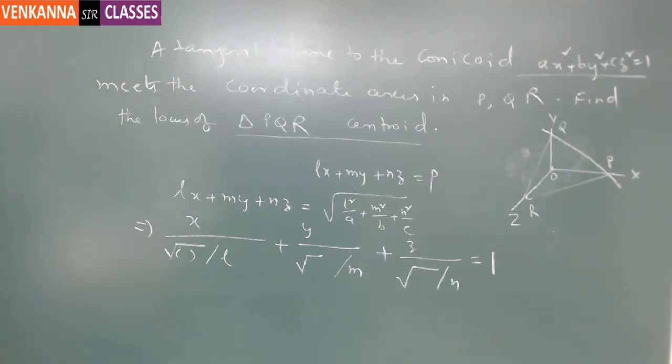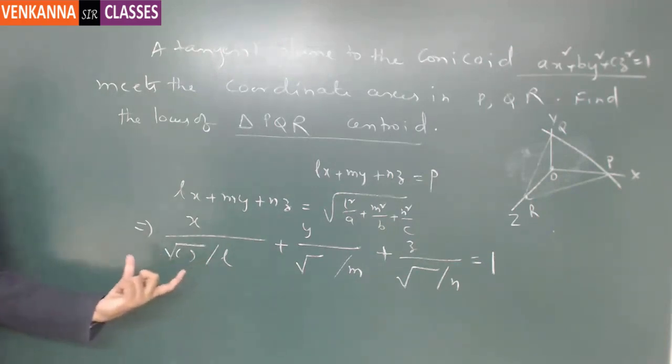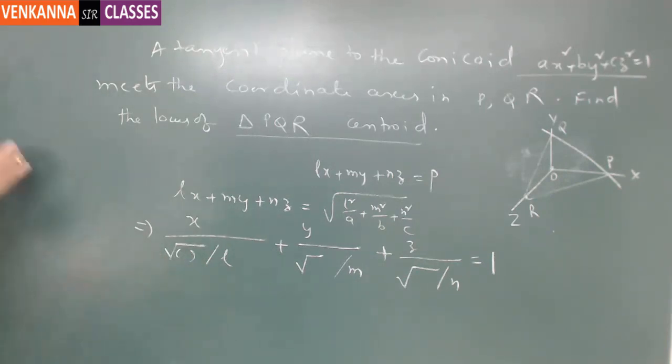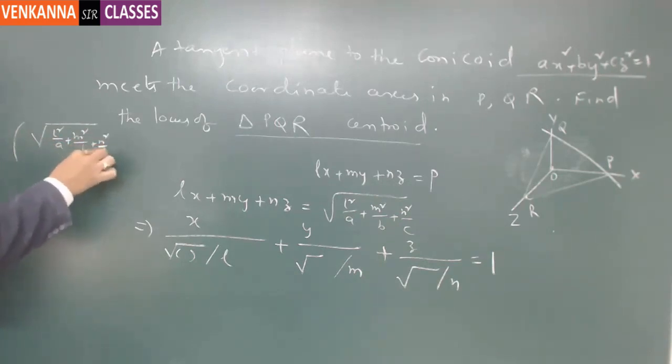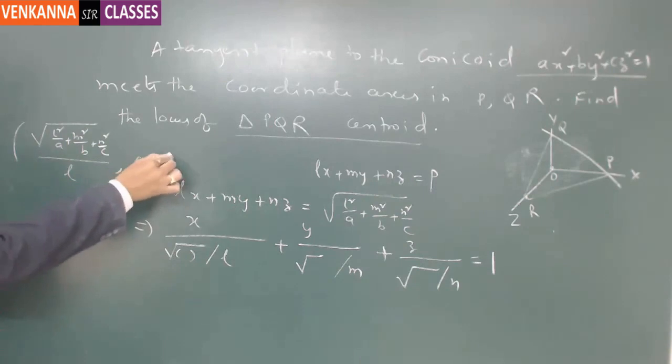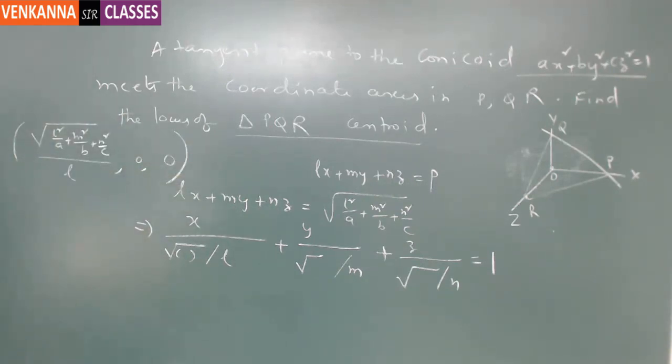All of you, please tell. The intercept form I have written. So the x-intercept, if we have considered, is nothing but square root of (L square by A plus M square by B plus N square by C) whole by L comma 0 comma 0. This is the x-intercept. Agreed?